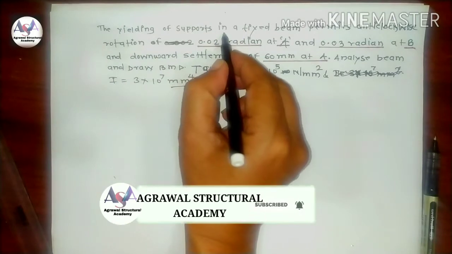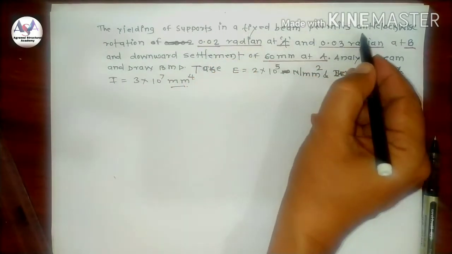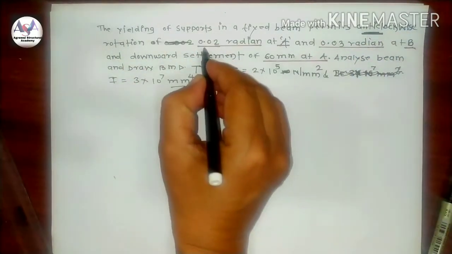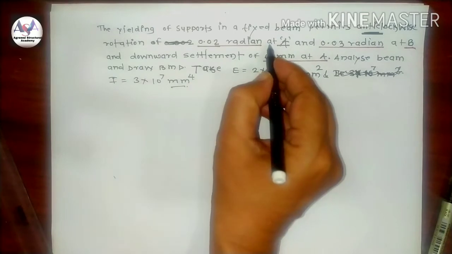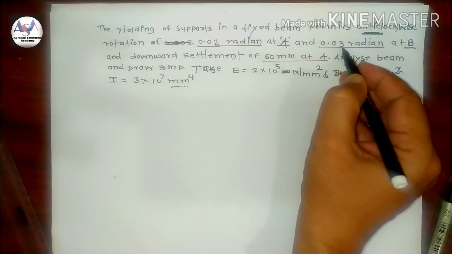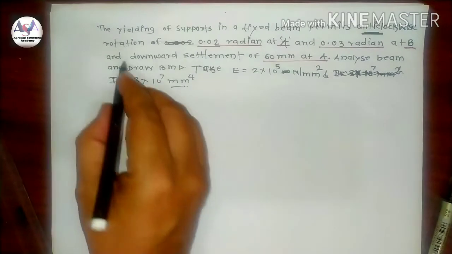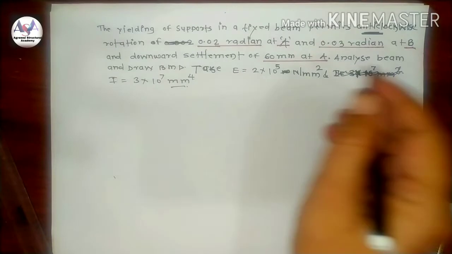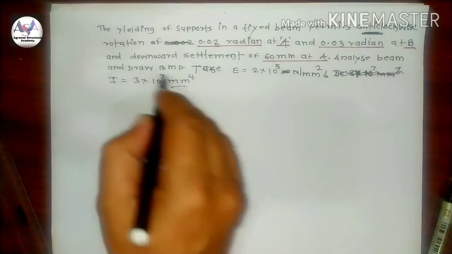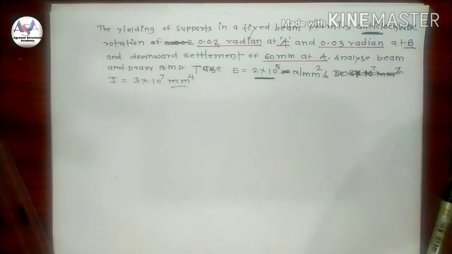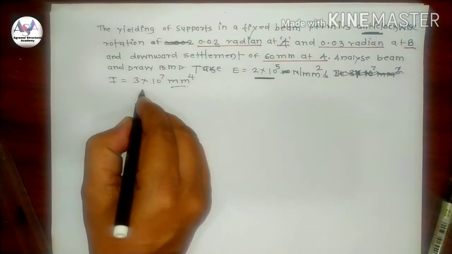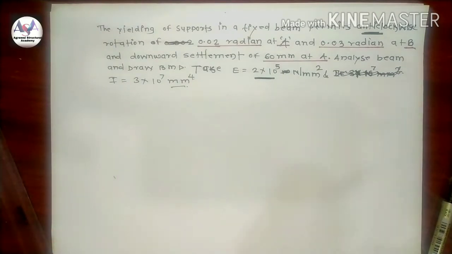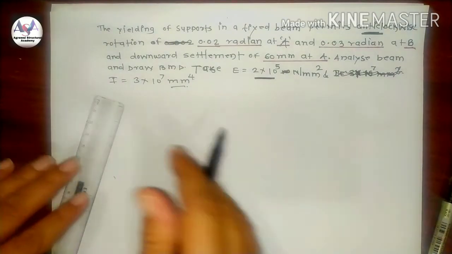The yielding of support in a fixed beam permits anti-clockwise rotation of 0.02 radian at A and 0.03 radian at B, and also a downward settlement of 60 mm at A. Analyze the beam and draw the BMD. Take E equal to 2 into 10 raised to power 5 and I equal to 3 into 10 raised to power 7. Now in this problem, there is an initial rotation at both the ends.